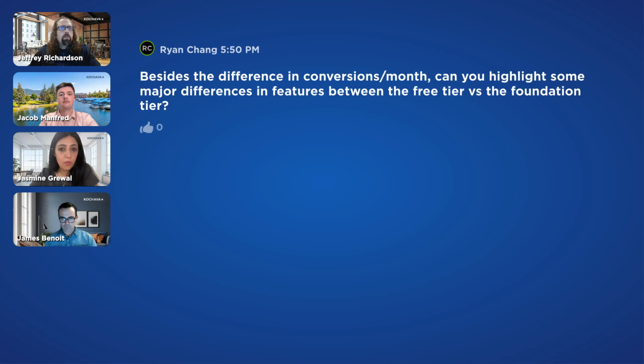I'll share that to screen. Besides the difference in conversions per month, can you highlight some major differences and features between the free tier versus the foundation tier? So I assume you're talking about the two bullets we put up earlier, where we have essentially a free FDL alternative that functions as a replacement, and then a paid version that is more of our fuller MMP offering.